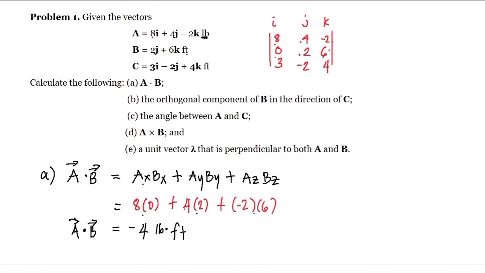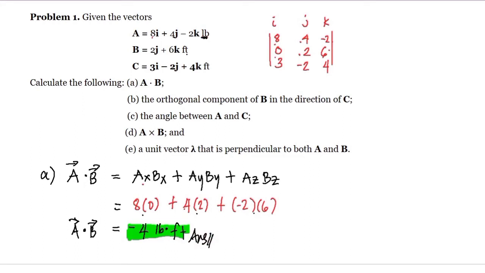So what does the negative indicate? This negative here indicates that the angle between A and B is greater than 90 degrees. That's why negative yung nakuha natin dito. And this is the answer for the dot product for item A.